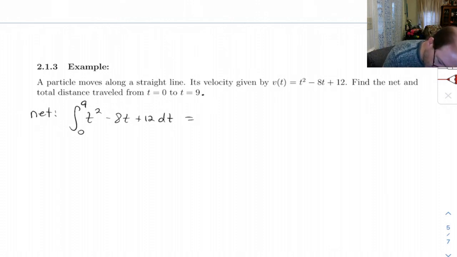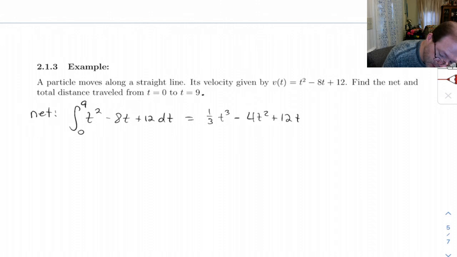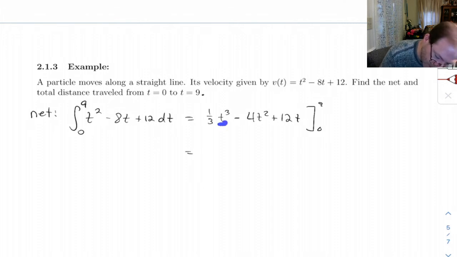If we do that, we get 1/3 t cubed minus 4t squared plus 12t, and we go from 0 to 9. Now, if you plug in the 9, right here, 9 cubed is 729 divided by 3 is 243.